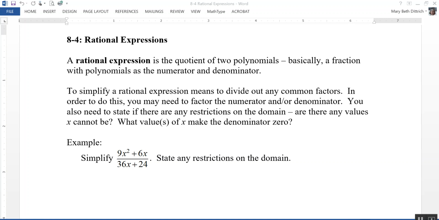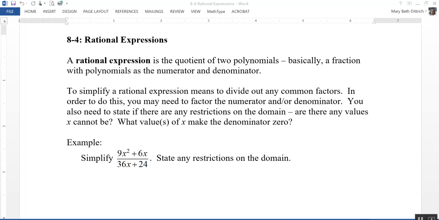Section 8.4 is on rational expressions. A rational expression is the quotient of two polynomials. Basically, it's a fraction with polynomials as the numerator and the denominator. To simplify a rational expression means to divide out any common factors. In order to do this, you may need to factor the numerator and/or denominator.